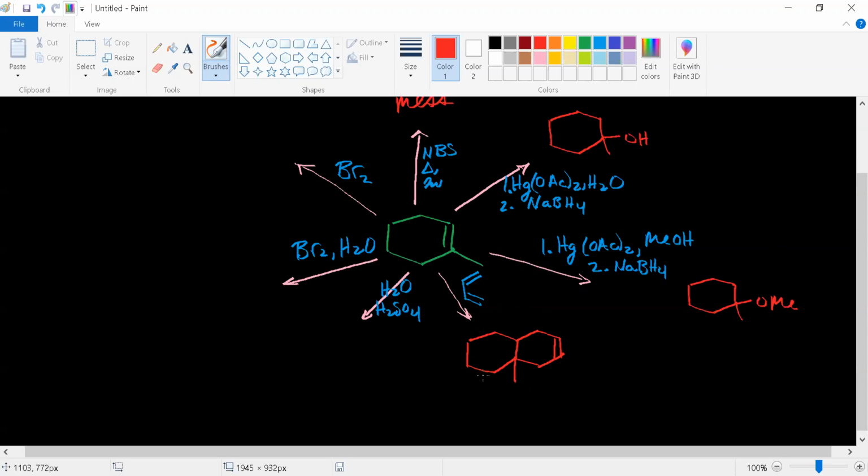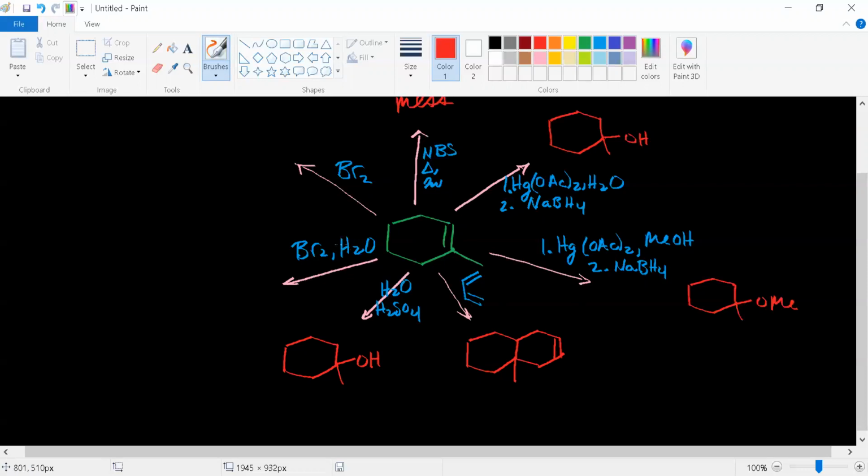Okay, going on to the next, this is a water with some acid, usually used with sulfuric acid. And we know the first thing that will happen is to protonate, and so if you protonate first, you'll be left with a carbocation on the most substituted carbon. So again, we will get an alcohol right here.